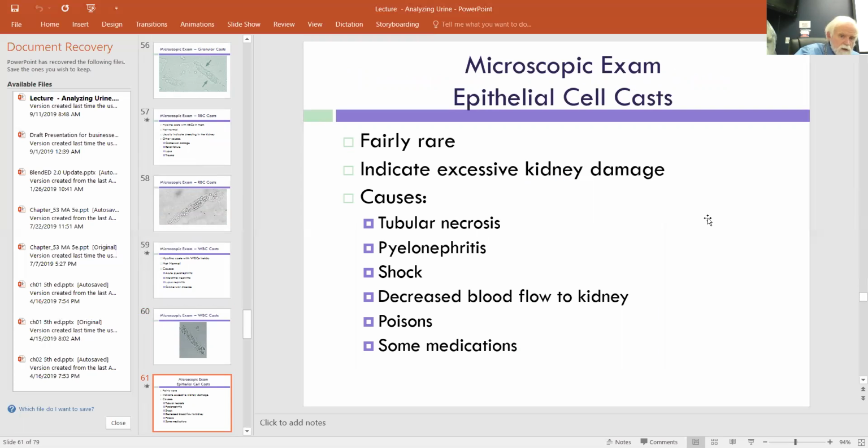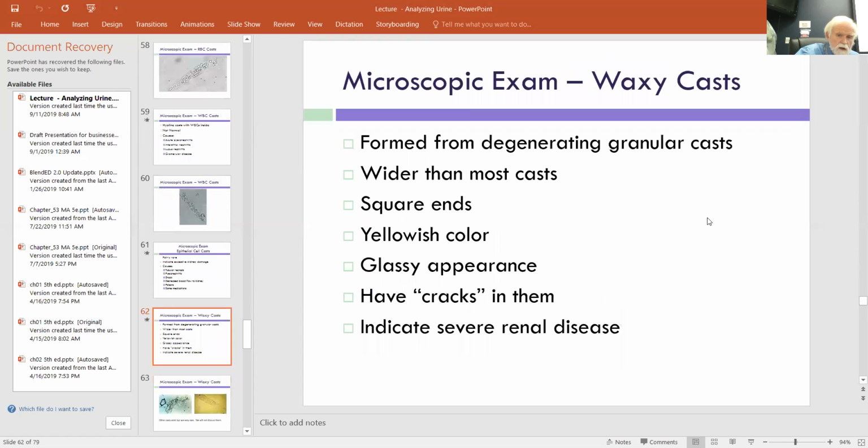Epithelial cells can also be there. They're rare, and they have their own causes. Remember, the epithelial cells are being shed by the lining of these organs, and when there's a lot of them, they get sort of picked up in these casts. Again, they're fairly rare. Then we have waxy casts.